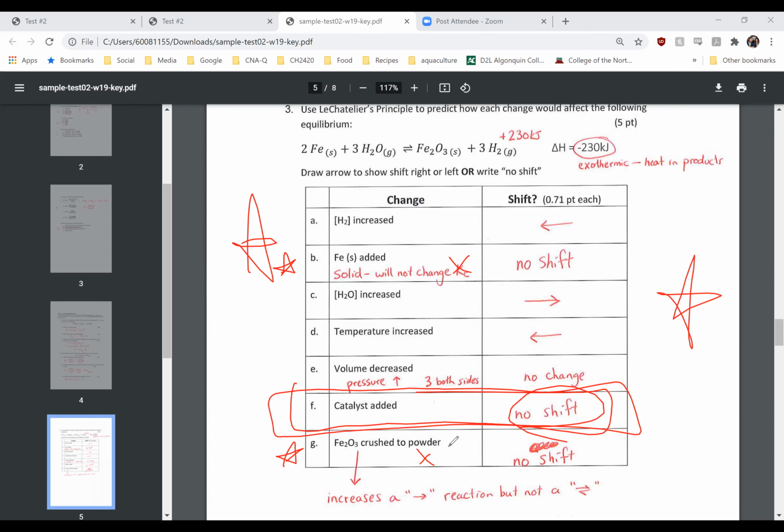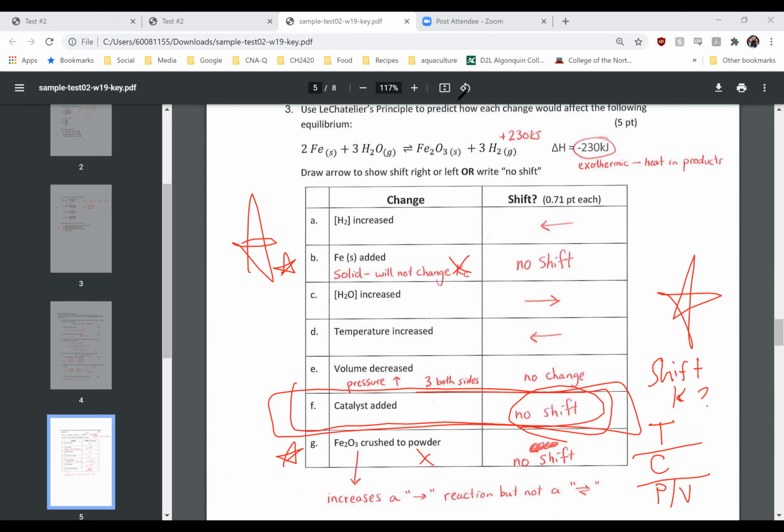The only way you can shift K is by changing the temperature, changing the concentration, or changing the pressure or volume. Okay, so adding a solid or crushing a solid into a powder, adding a catalyst is not going to change anything. So with that said, guys, I unfortunately have to leave you.